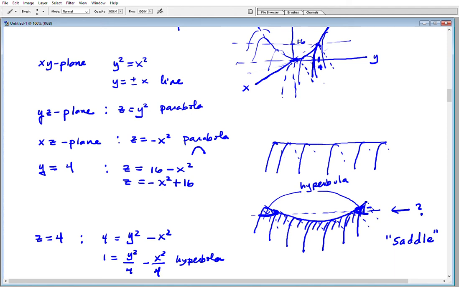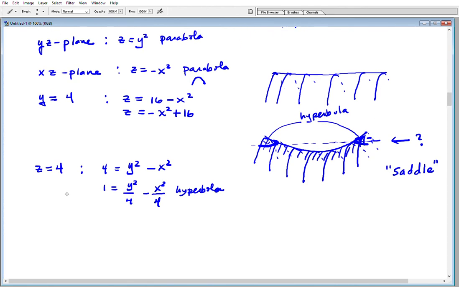Let's make this 4 instead of 16, maybe. If we think of slicing it like this, we're going to get a hyperbola here and here. It sort of hugs the y-axis. It goes around this piece of the y-axis and this piece of the y-axis. That's what we called in the two-dimensional plane a vertical hyperbola. But you see, we have a hyperbola. If we slice it horizontally, we get a hyperbola. Does everyone see that from this picture, maybe?